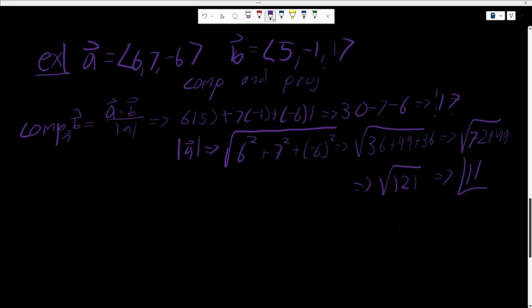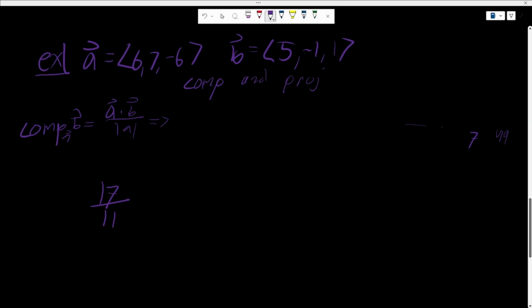So now if we put that all together, our numerator of 17 and our denominator of 11, that's going to be equal to our scalar projection. So let's make some room. We'll have 17 over 11.